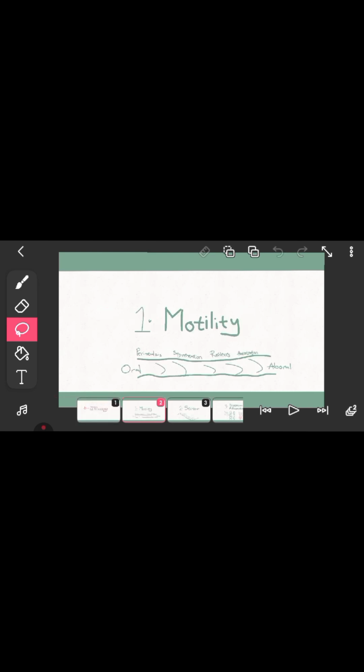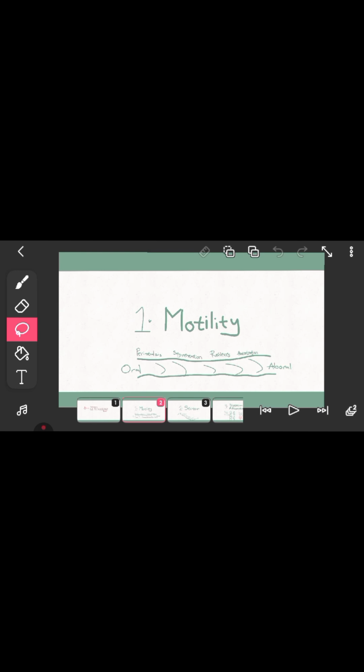5 concepts that make studying GI physiology easier. The first one is motility. This is the bolus after mastication, the movement of the bolus from the buccal cavity till it reaches the large intestine, where it turns to fecal matter.